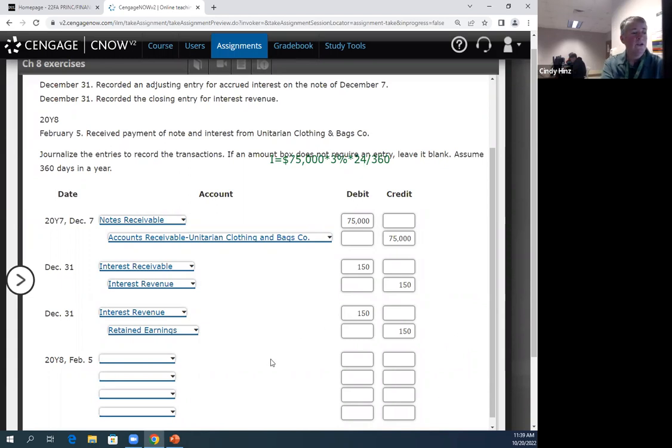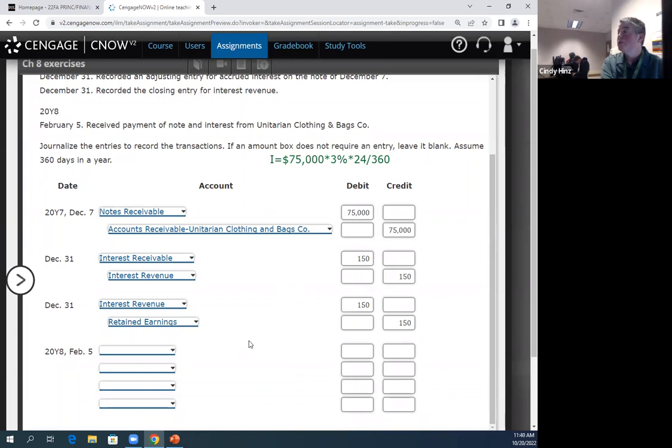Another point that you should notice is the interest receivable did not get closed. Why not? Because it's a permanent or real account. It's a balance sheet account. They still owe us that money, just like they owe us the $75,000 that's in the notes receivable line. And so fast forward now to February 5th, that's the date the note is due and the maturity date of the note, and Unitarian is going to pay us the full amount that they owe us.